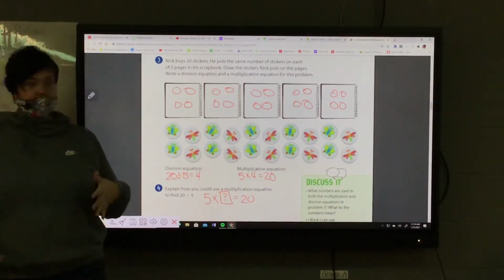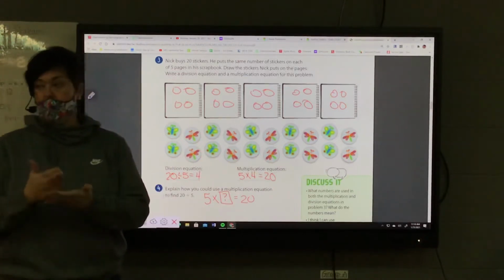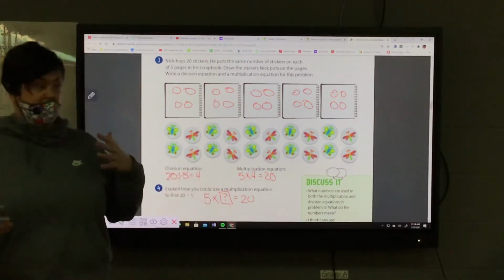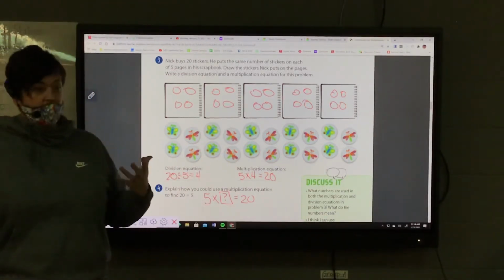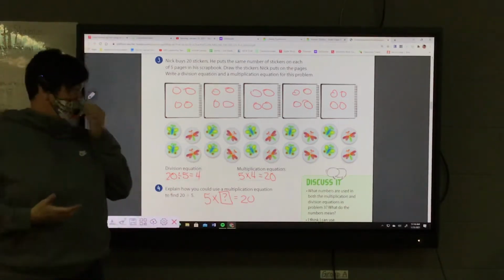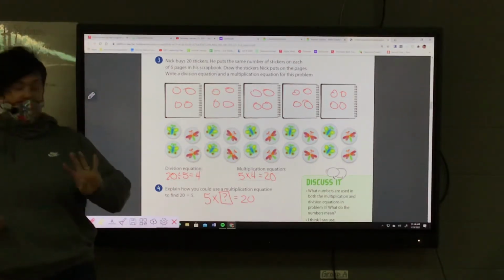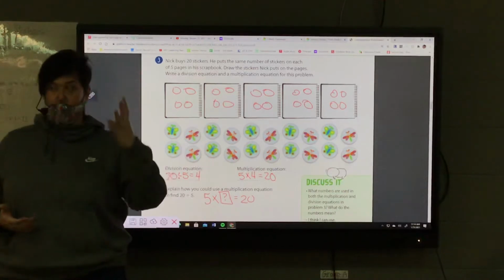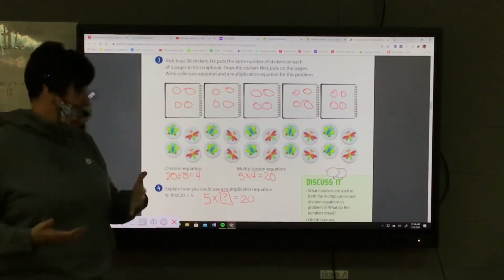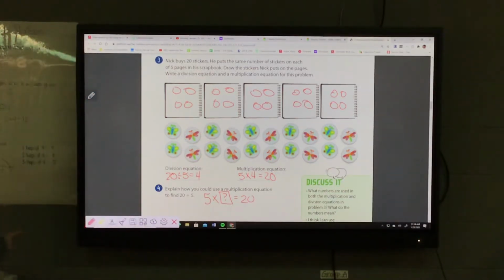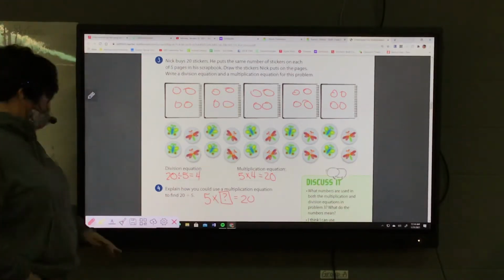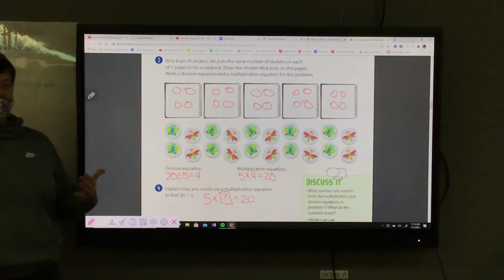The great thing is, if you're comfortable with your multiplication facts and you're practicing those and you know them, you know that 5 times 4 equals 20. Okay, so look down at 5.